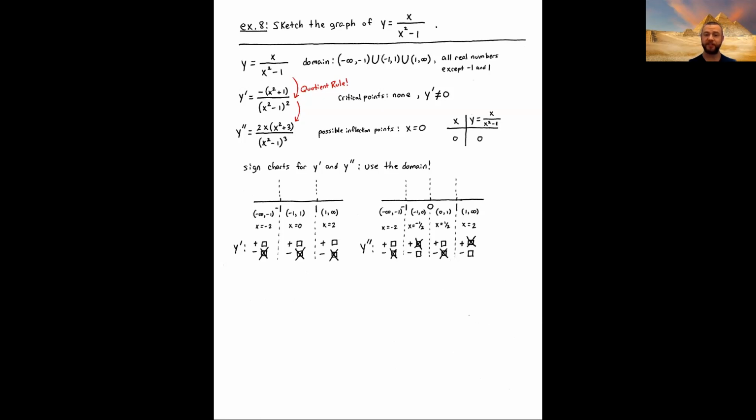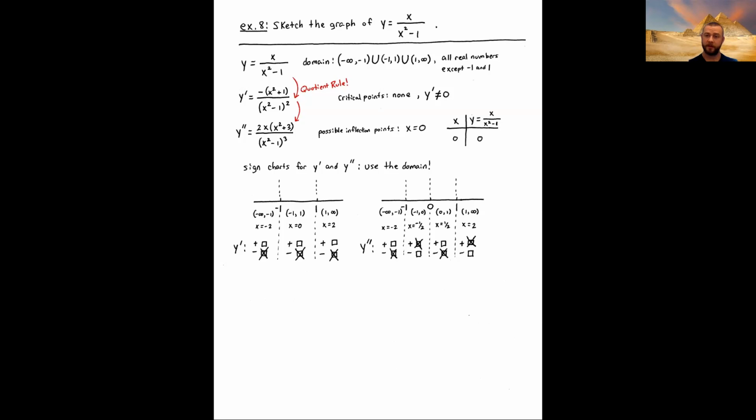All right, same thing happens in the sine chart for the second derivative. 0 was the only possible inflection point, but we have to also consider the domain, which is, again, all real numbers except -1 and 1. So we have two kind of cuts or splittings of the x-axis in the sine chart for the first derivative, and then 3 cuttings or splittings in the sine chart for the second derivative.